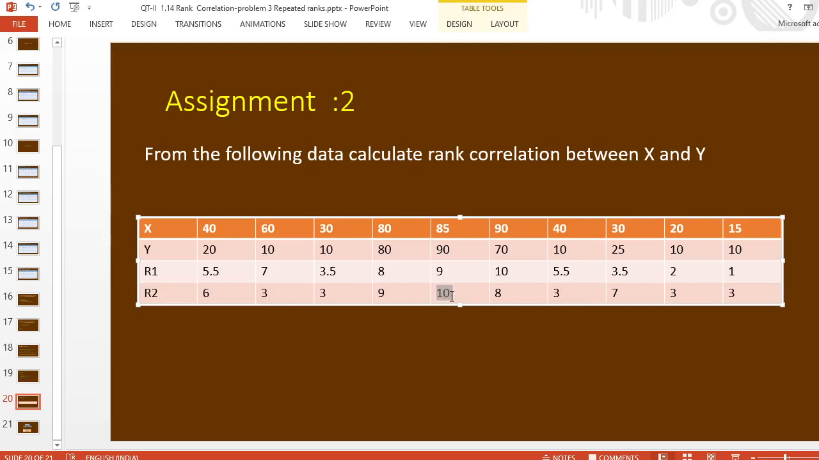If the last rank you have given is 9, it indicates there is some mistake in ranking. If it is 11, again it indicates some mistakes in your ranking. So you can cross verify here.